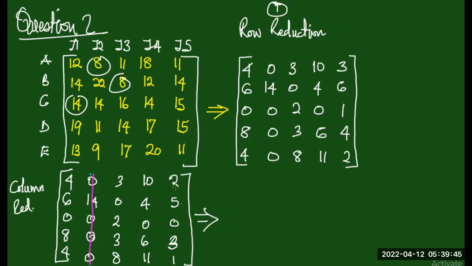What's the next one? Hello. 0, 2, 0, 0. We cancel this. Someone is making a call. Please mute your mic if you're making a call.